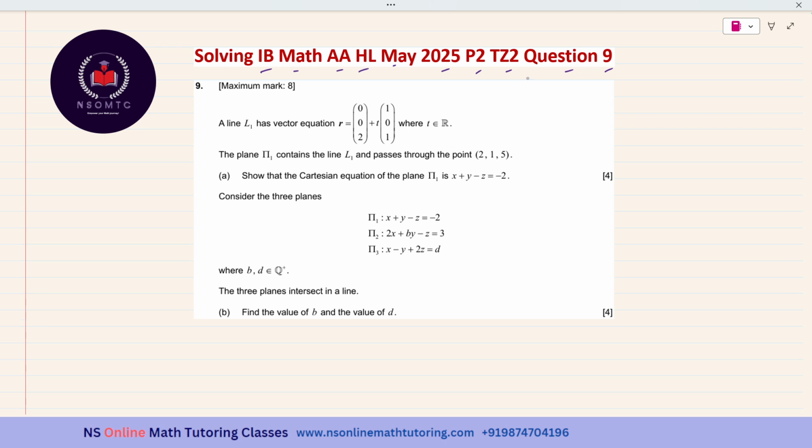So without any further delay, let us start to solve question number 9. The maximum mark is 8.